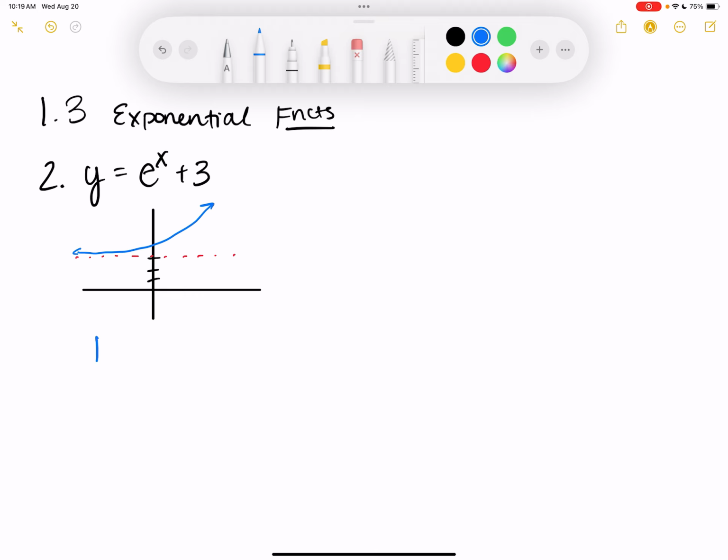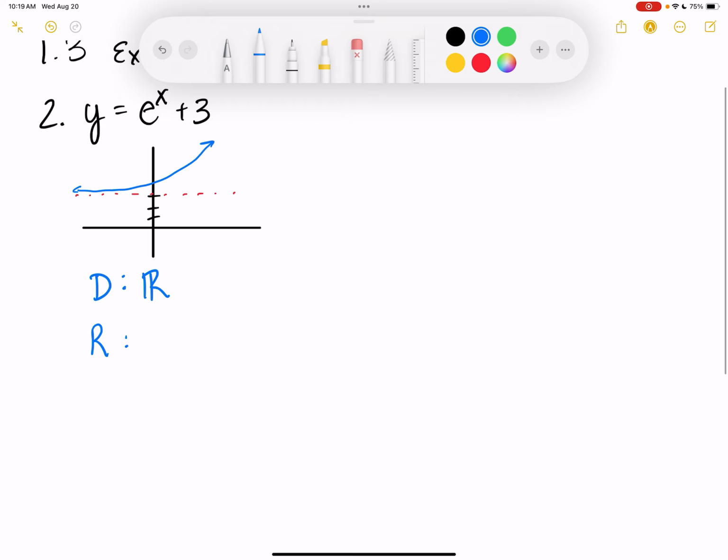So the domain is going to be all real numbers because it's going out to infinity in both directions. But the range, it can get really close to 3, but it never crosses 3. So we'll have parentheses, 3, all the way up to infinity.